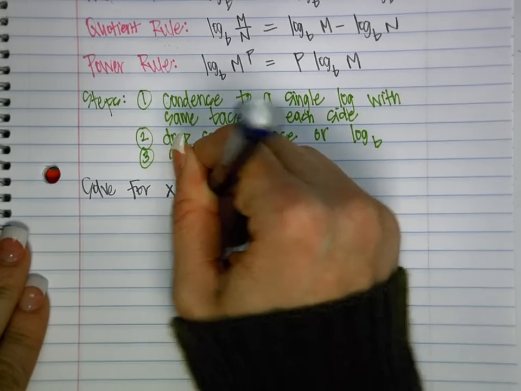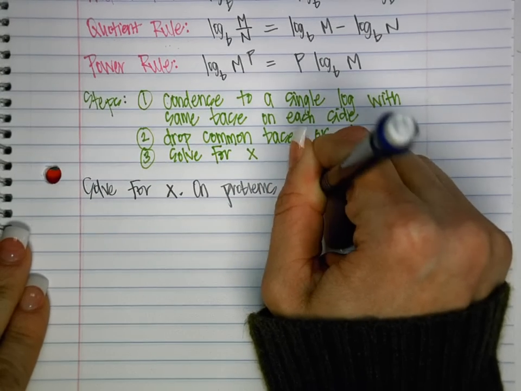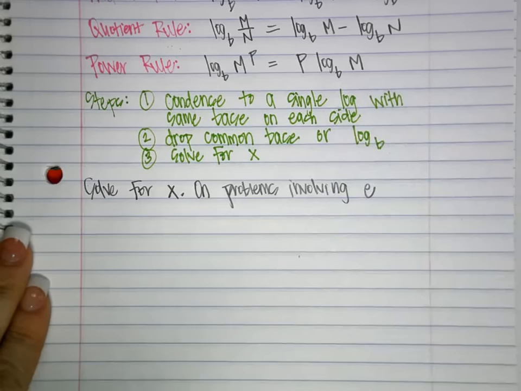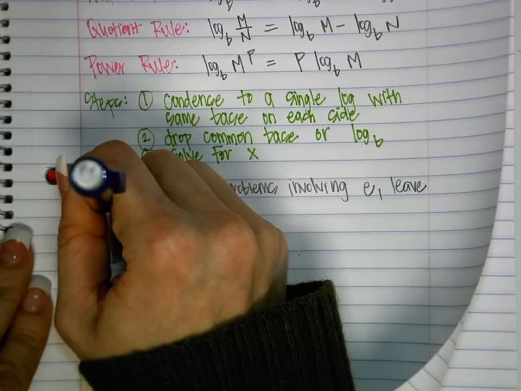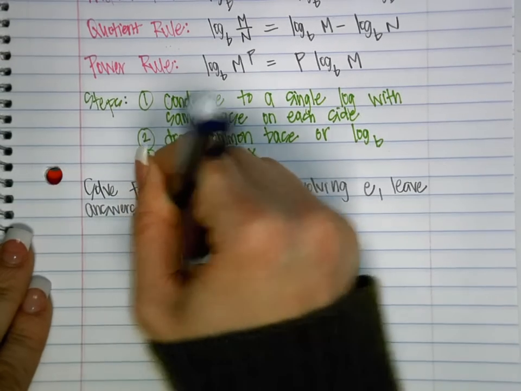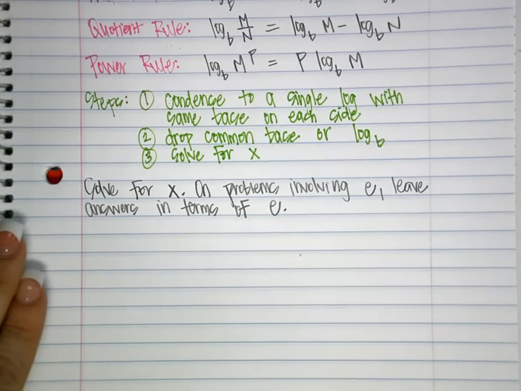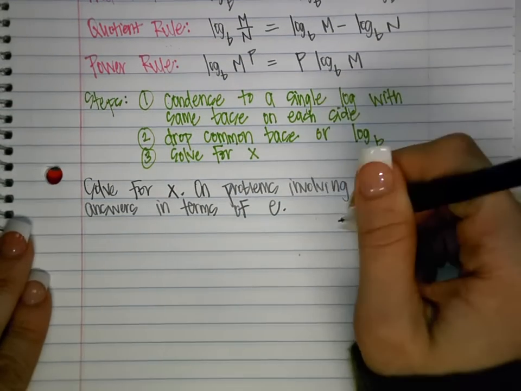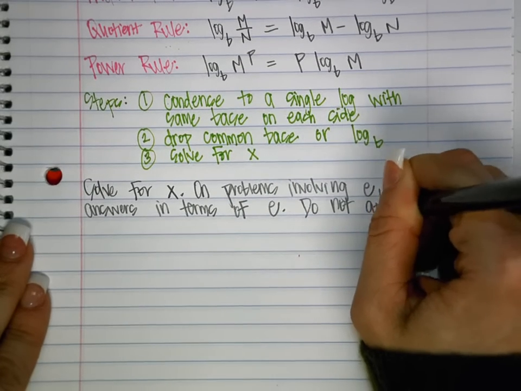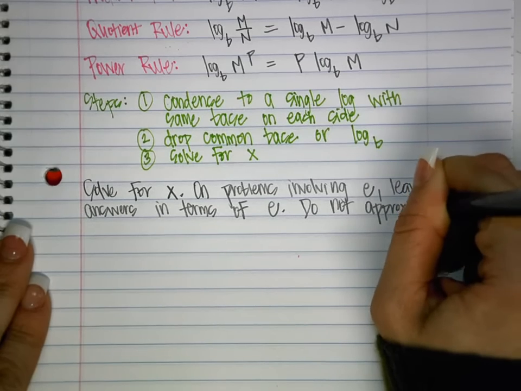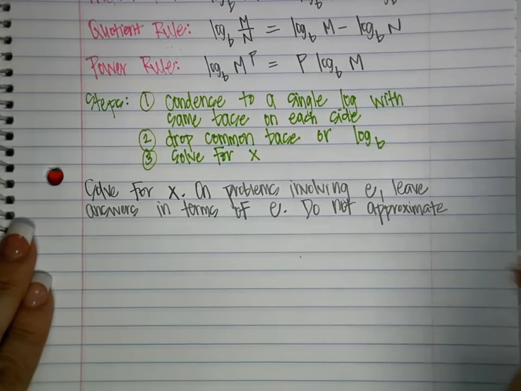Solve for x. On problems involving base E, leave answers in terms of base E. Okay, so on problems involving E, leave answers in terms of E. Do not approximate. So that means you are not going to plug in 2.78 for whenever you see E. I do not want you to approximate.